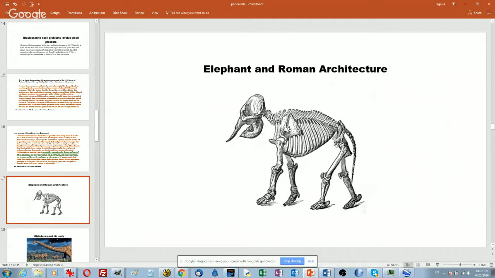And that's an animal that weighs 4, 5, 6, 7, 8 tons, right? Nowhere near as big as a large dinosaur.